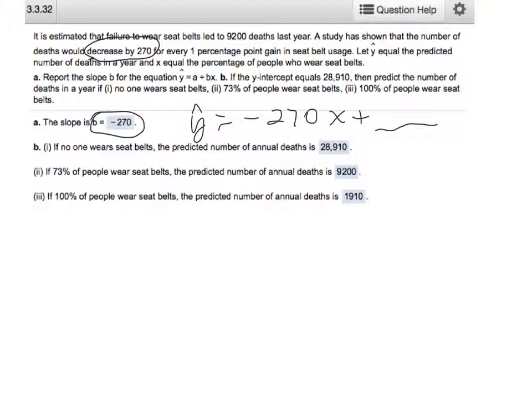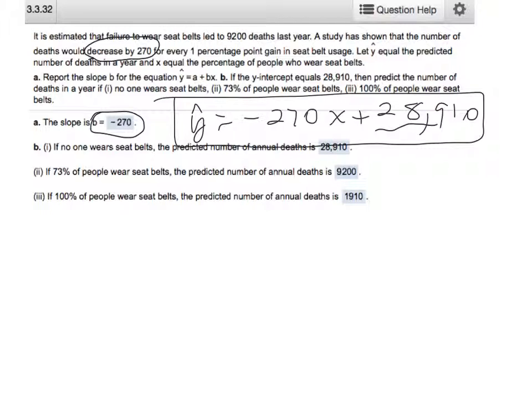So in the second part of the problem, they tell us that we should use a y-intercept of 28,910, so we can pencil that in, 28,910. And so this is the regression equation that we're supposed to be using for all of part B.